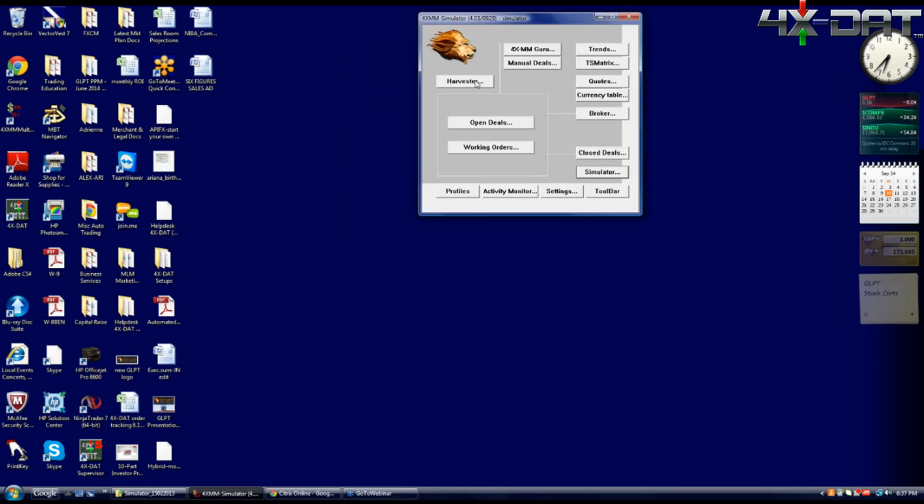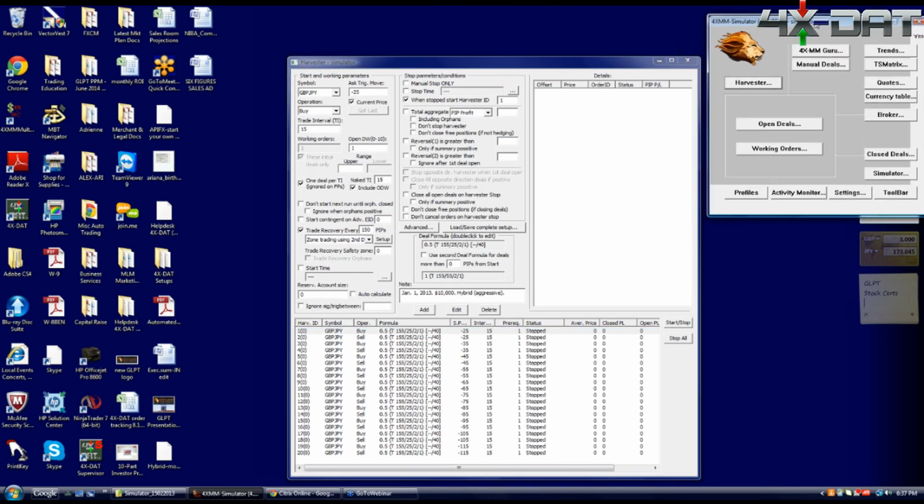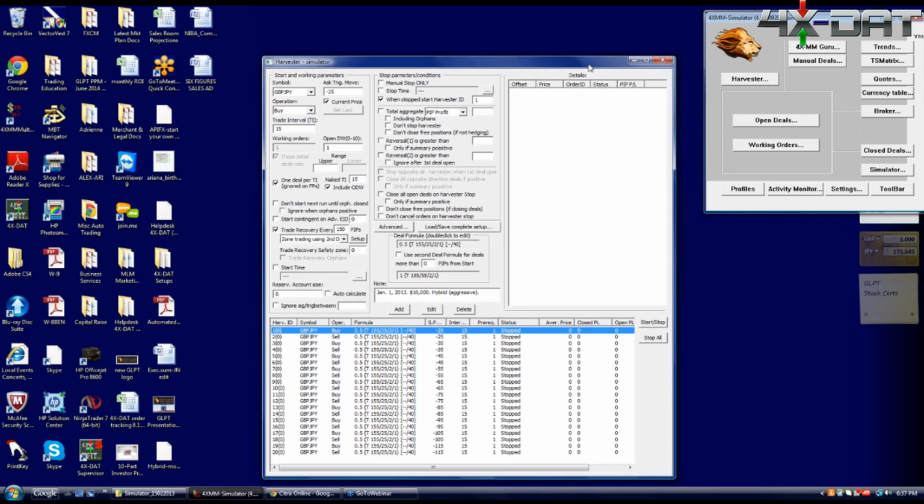First thing, we'll open the harvester window. I'll move this to the side a little bit. The harvester window basically is the engine of the software. This is where all the algorithms, or as we call them, harvesters, are located. Each strategy has anywhere from 1 to 1,000 algorithms, depending on how complicated it is. It could theoretically have more than that, but that would be really getting too complicated. This particular strategy has 20 algorithms.